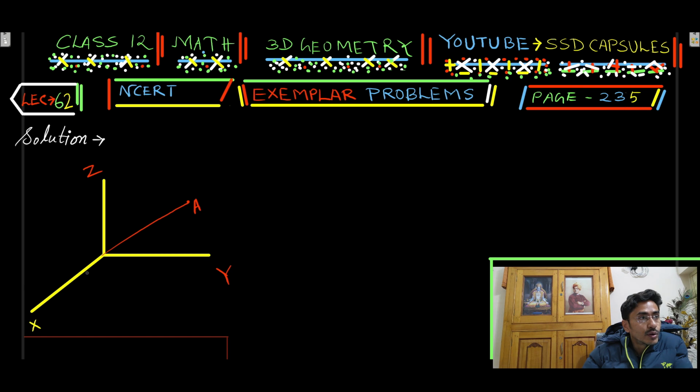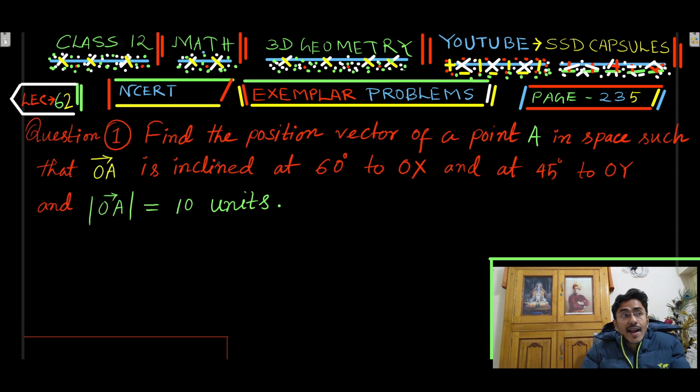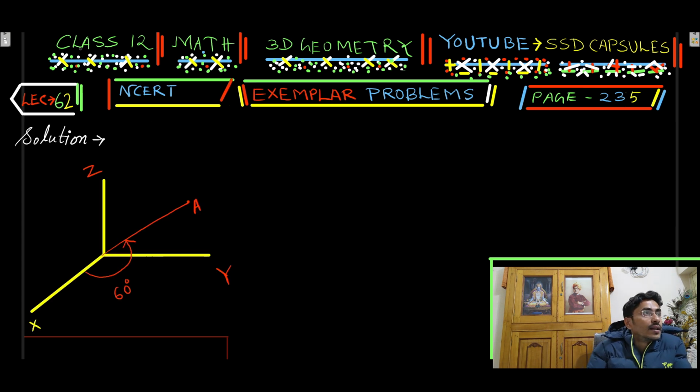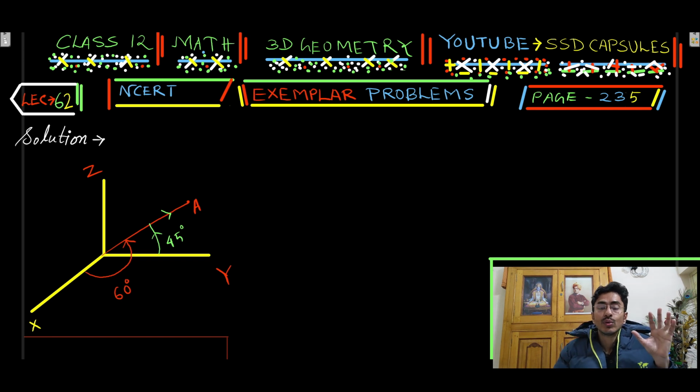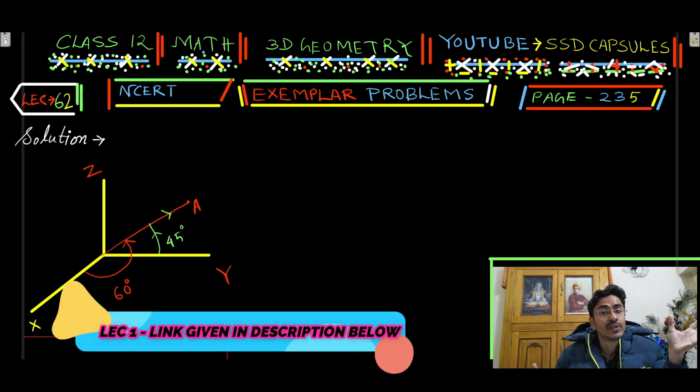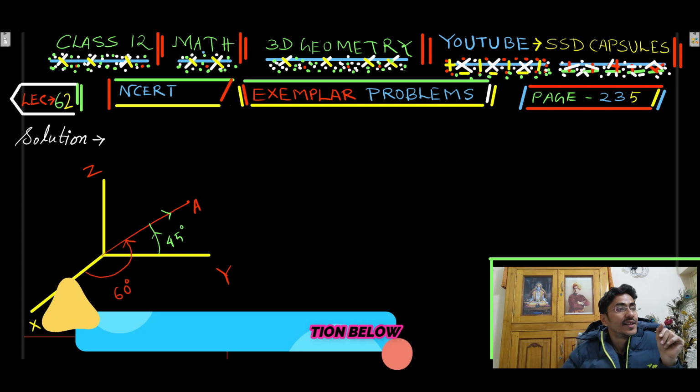Now here in the question it has been mentioned that this much angle is 60 degree. The vector is inclined at 60 degree to x and 45 degree to y. So here this much angle, the vector is making angle 45 degree with y. Now we are going to use the concepts we discussed in lecture number 1 of our three-dimensional geometry lecture series.